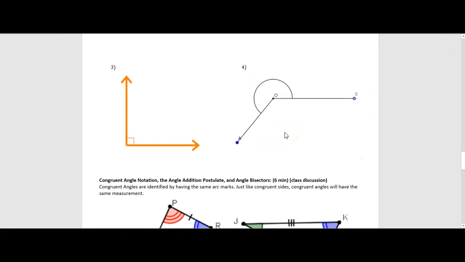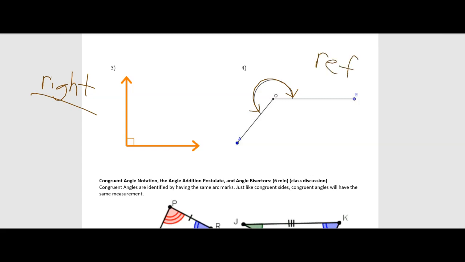All right, number 3, they give us the little box, so we know that this is a right angle. And for number 4, they show us that they're talking about this angle right here, which is more than 180 degrees and less than 360. So this is what we call a reflex angle.